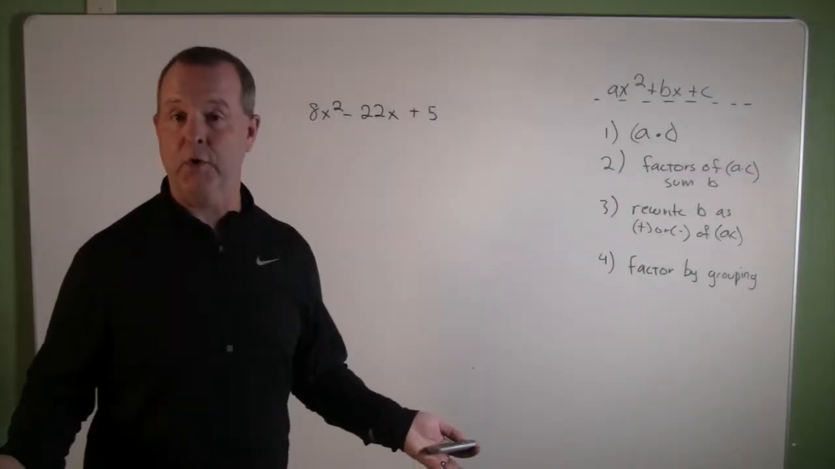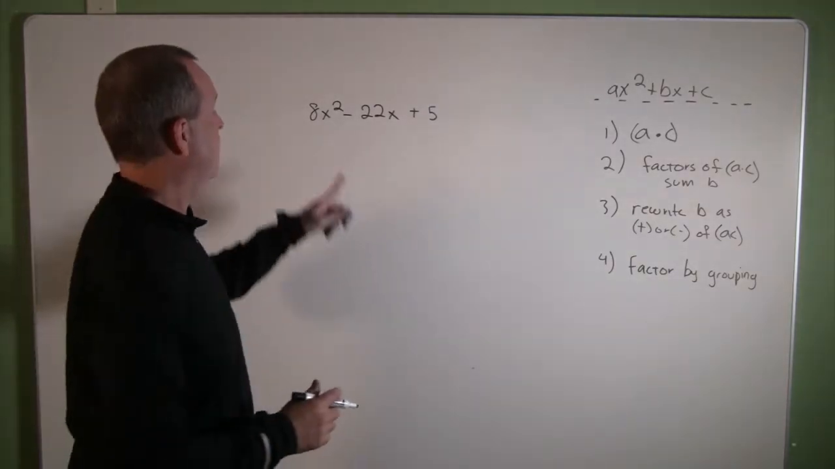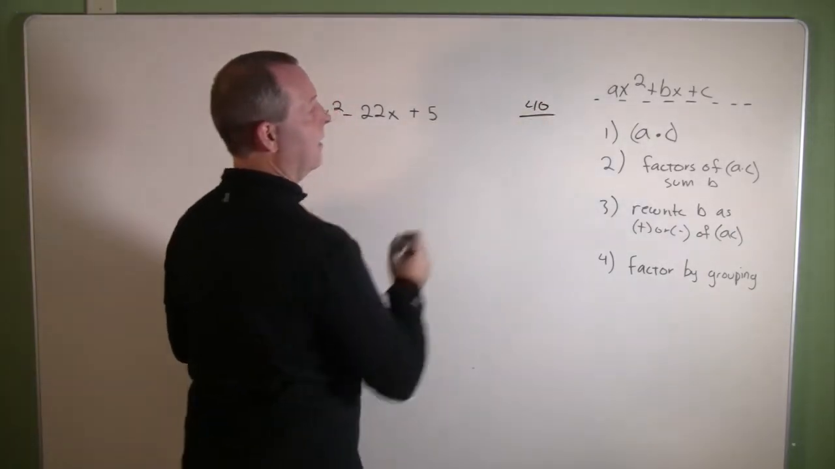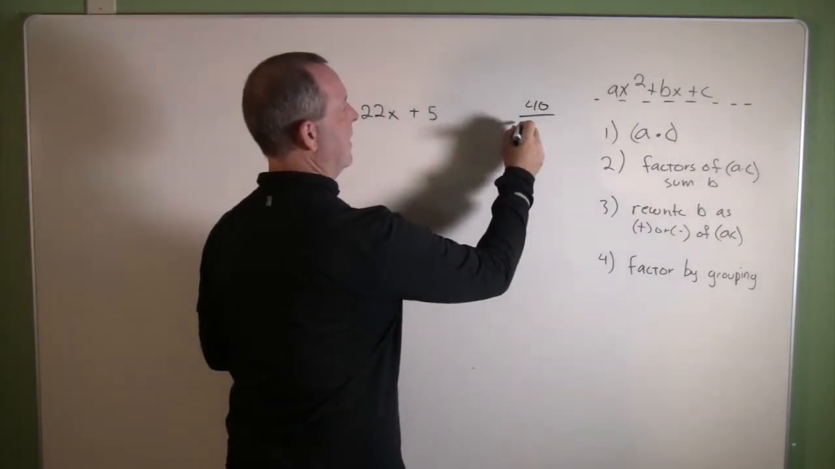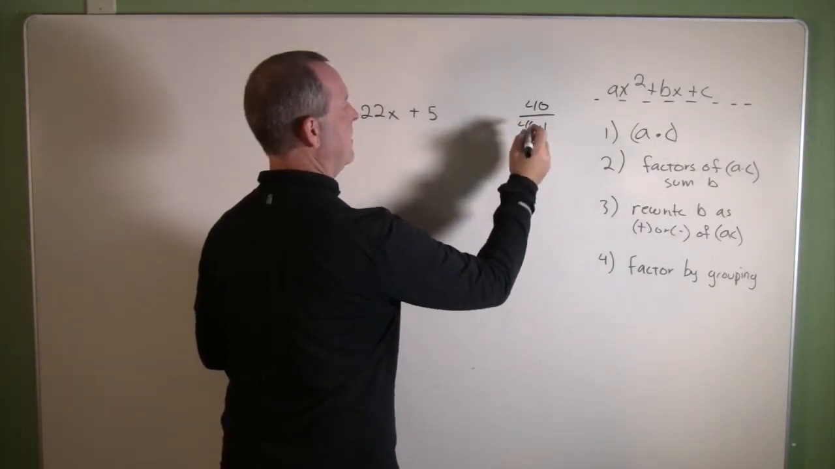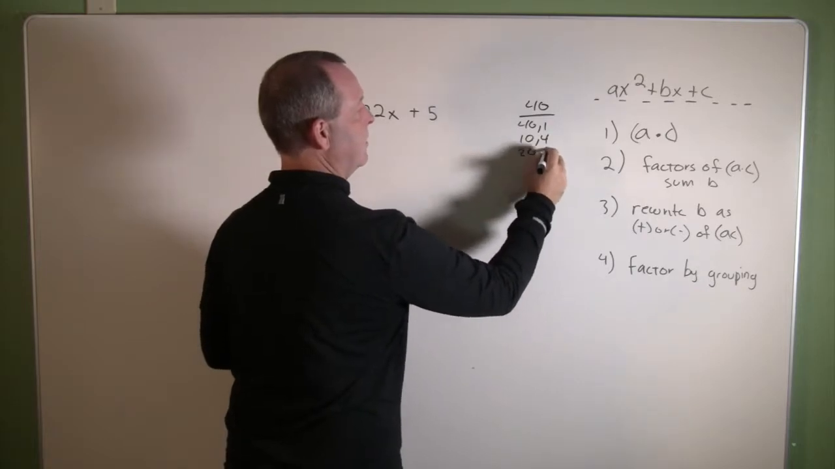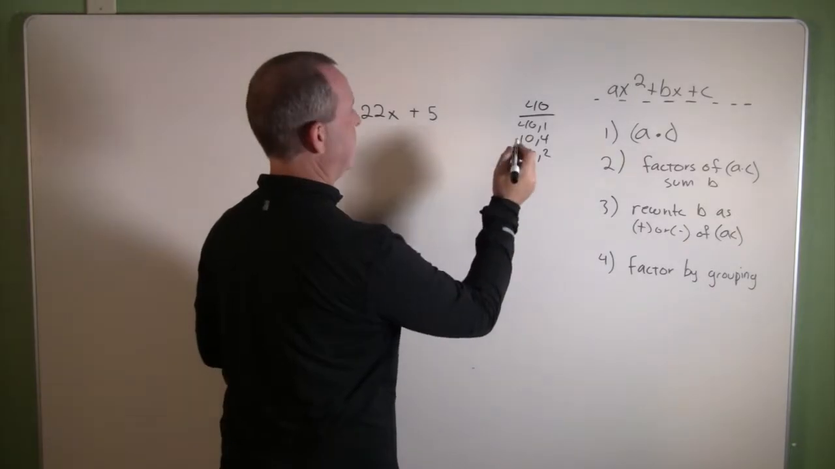Let's factor this by grouping. First step, find all the factors of a times c, which is 40. All the possibilities have to be positive factors of 40. So I have 40 and 1, 10 and 4, 20 and 2, 5 and 8.